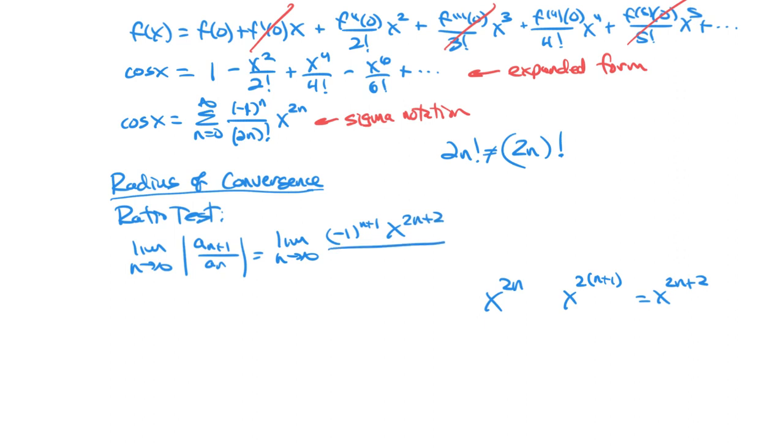Very similarly on the bottom, 2n factorial becomes 2n plus 2 factorial, right? Because this n gets swapped out with n plus 1, so I get 2 times n plus 1, which is 2n plus 2. Okay, then we divide by a sub n, which is like multiplying by the reciprocal, which would be 2n factorial, negative 1 to the n times x to the 2n.